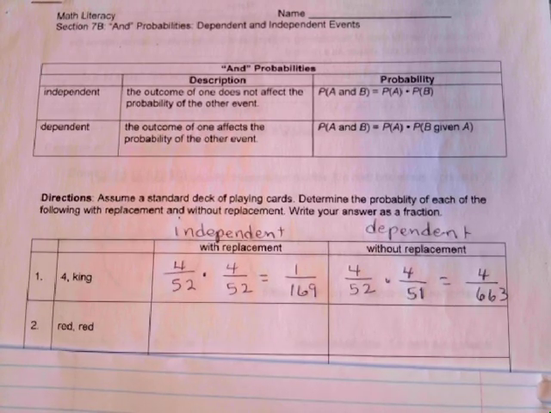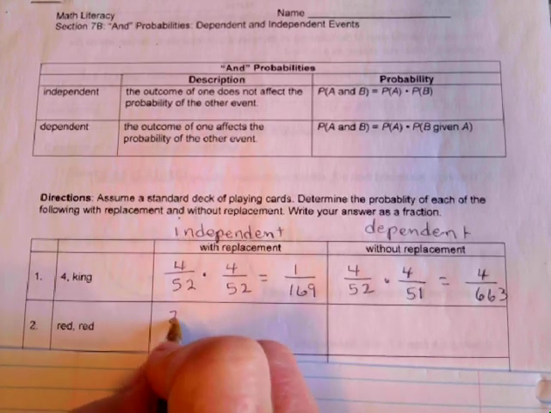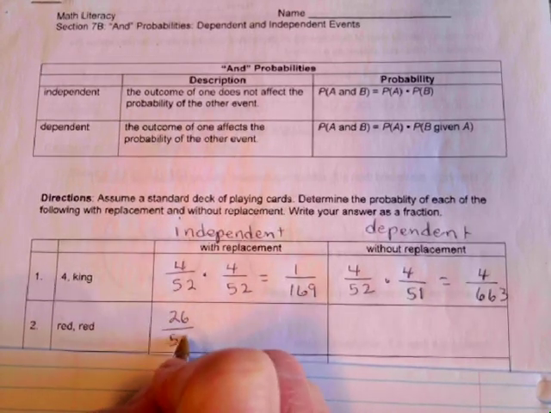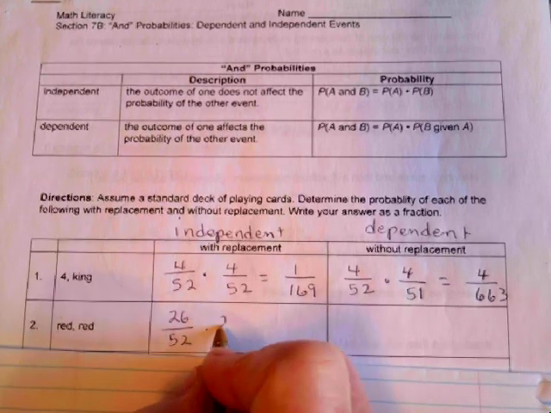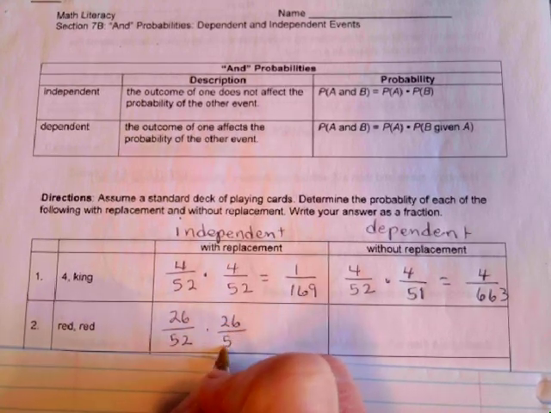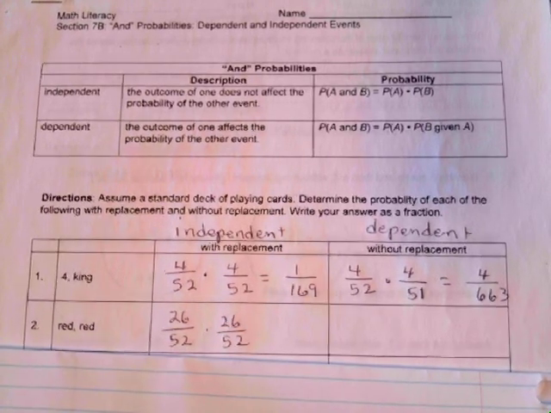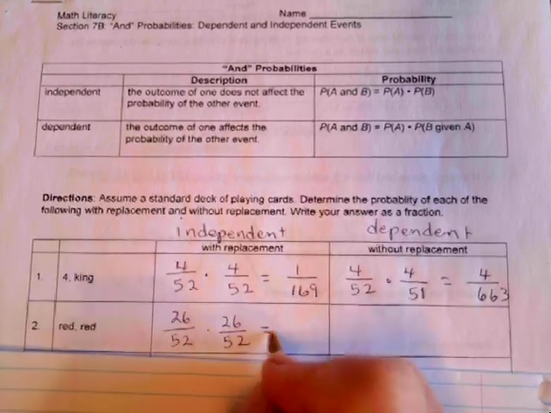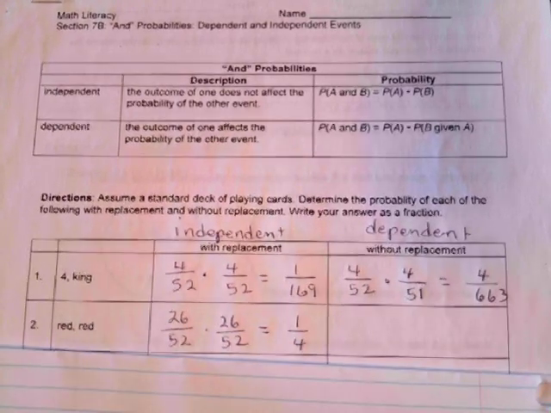Number 2, what's the probability you're going to get a red and put it back in there and get another red? 26 out of 52 times 26 out of 52 is 1/4.